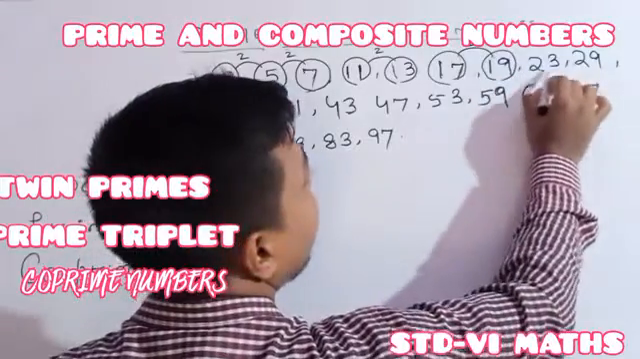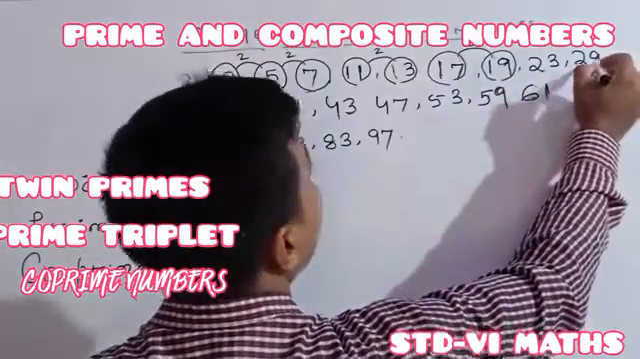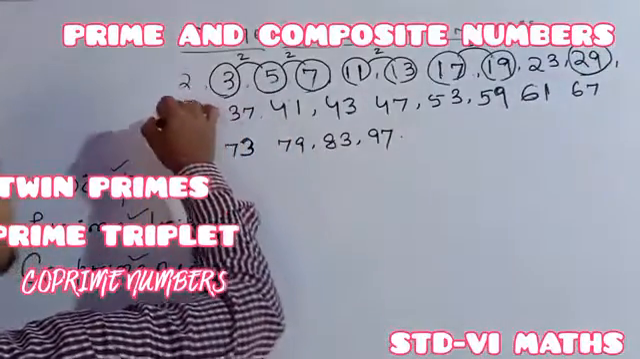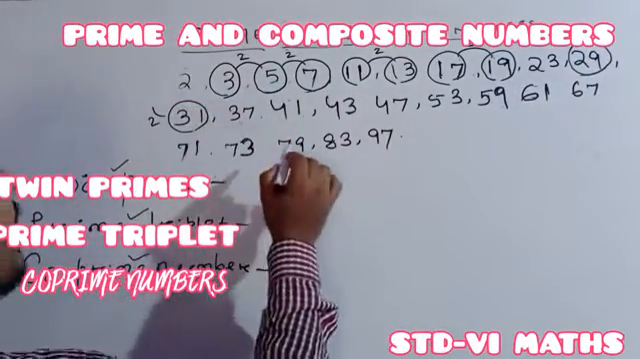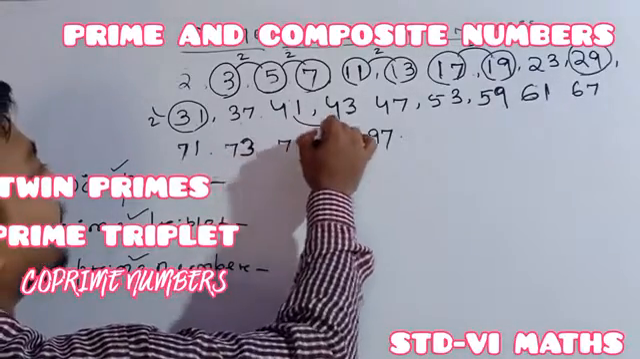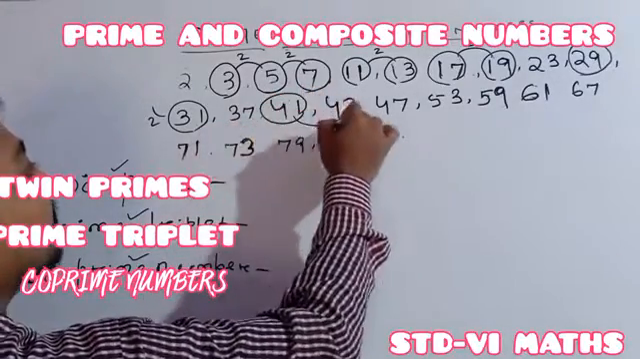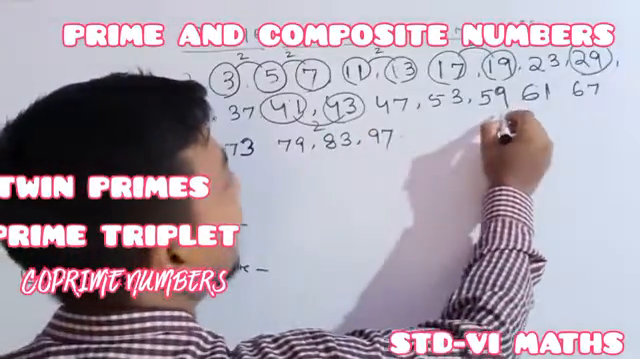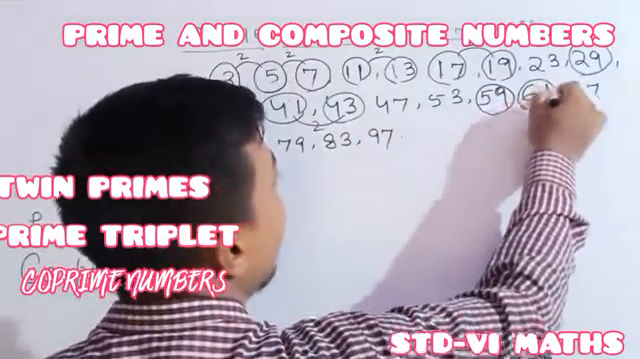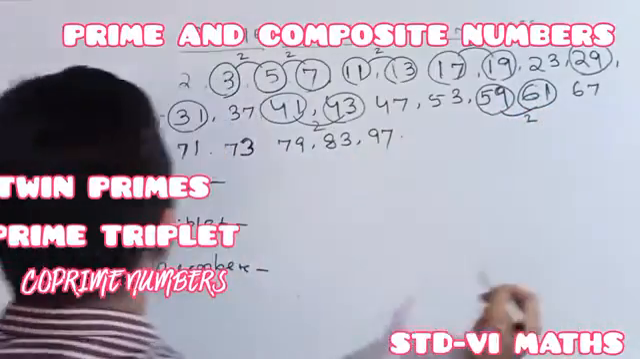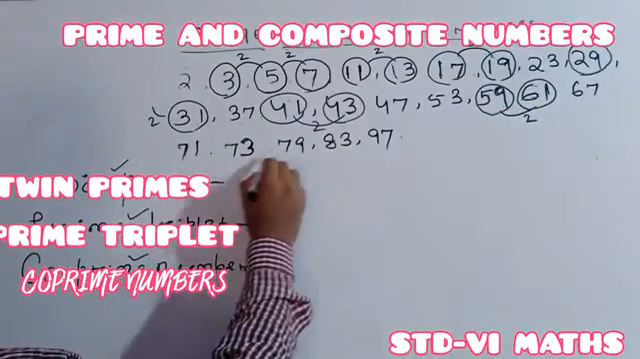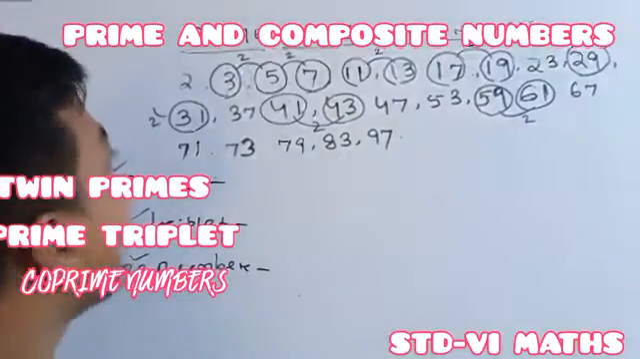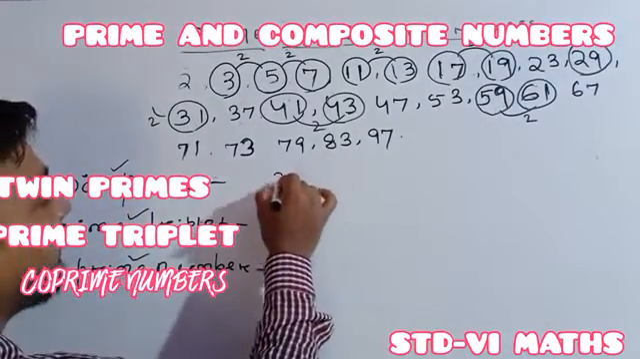See, here it is 23, here the difference is not 2. Here it is 29 and 31. Here the difference is also 2. And then after 41, 43. So here the difference is 2. Here it is 59, 61. Here the difference is 2. Then after, no one.